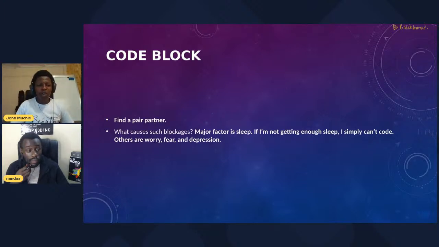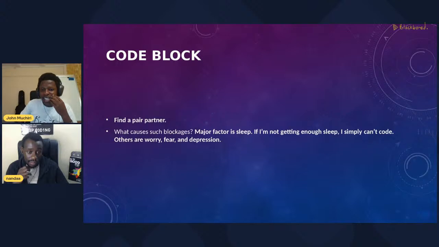So this is another thing when you're coding. There's something called code block. You're there, you're trying to code, but your mind is blocked. You cannot code anything. You have been coding for quite some time and nothing is coming in. What do you do? Number one, find a peer partner, or rather, do peer programming. Find someone to code with, it can help you to get out of the zone. Like we said, avoid the zone, and then you come back later. So it's a major thing that can help.